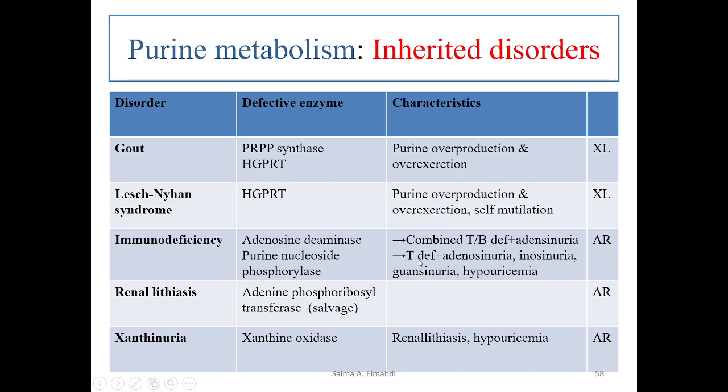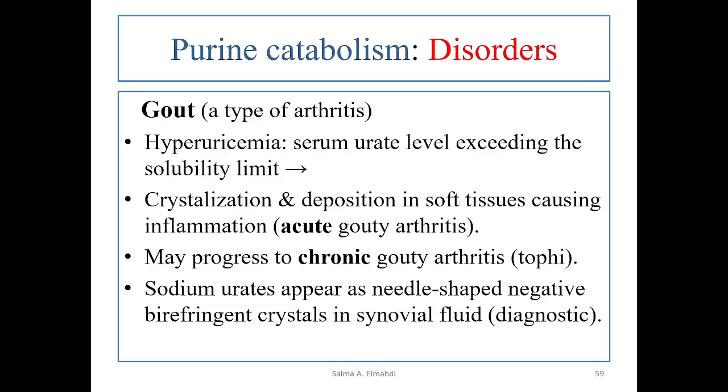PNP deficiency will lead also to T cell deficiency, and because B cells depend on T cell help, we expect also a B cell abnormality in function, at least if not in quantity. Renal lithiasis or renal stones result from adenine phosphoribosyltransferase deficiency, an enzyme of the salvage pathway. It is autosomal recessive inheritance. Xanthinuria from xanthine oxidase deficiency leads to renal lithiasis and hypouricemia. It is also autosomal recessive.